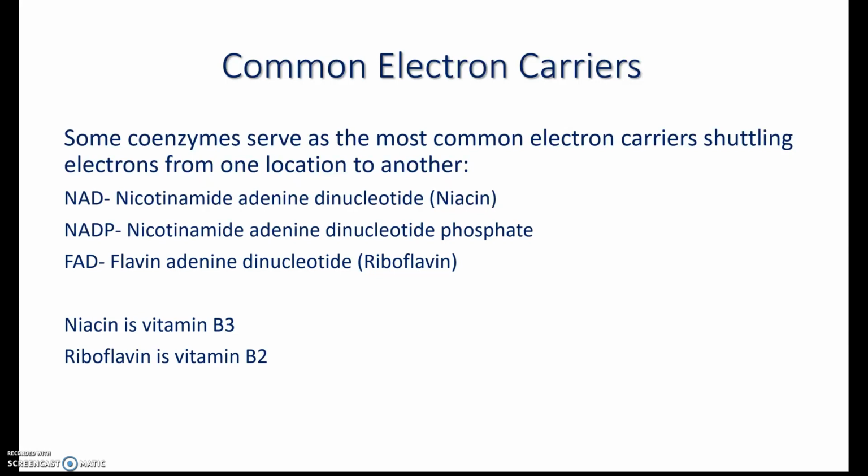In the end, common electron carriers. Some coenzymes serve as the most common electron carriers, and they shuttle electrons back and forth. We will learn more about them when we study respiration and photosynthesis. Electron carriers are derived from vitamins, which explain why vitamins are so important in the diet. Energy metabolism depends on those vitamins being available to the cell.